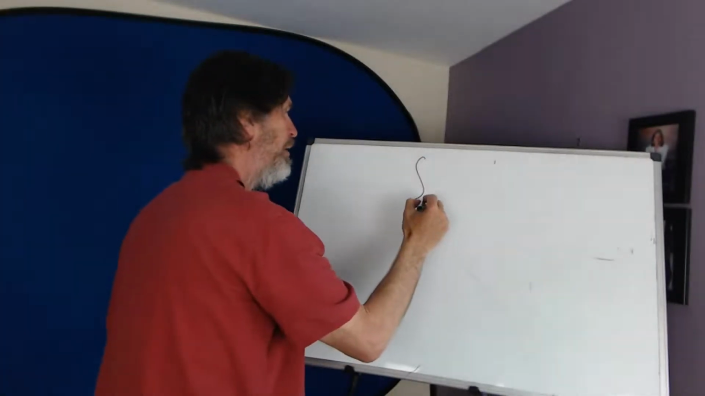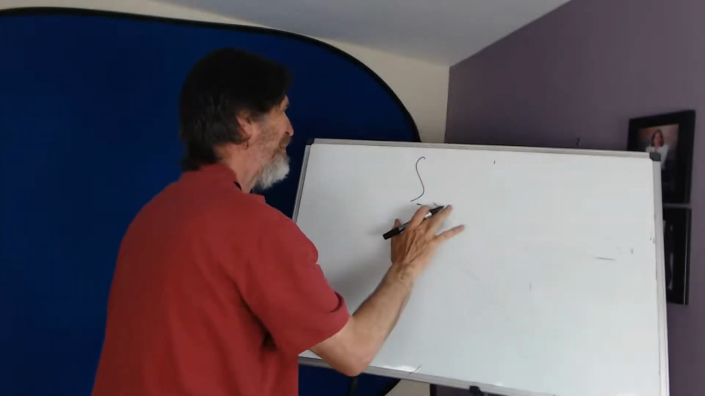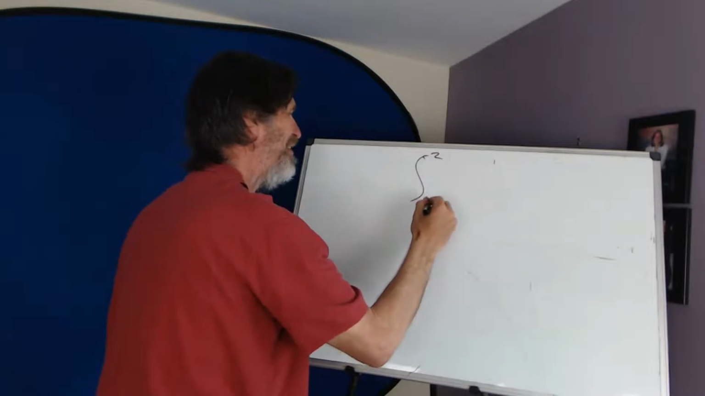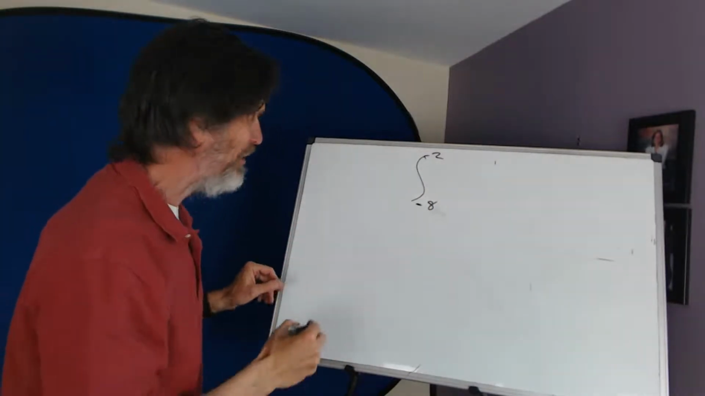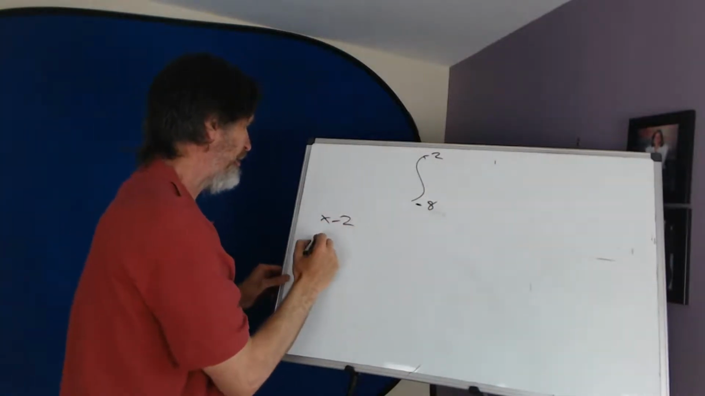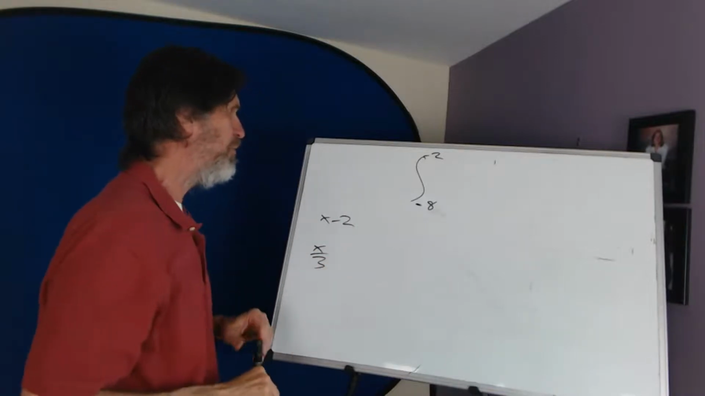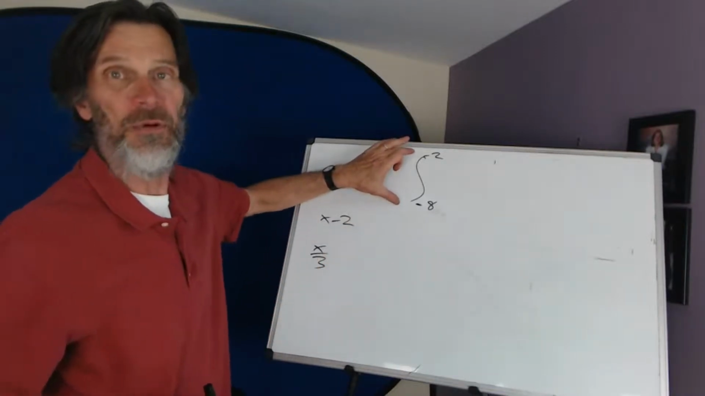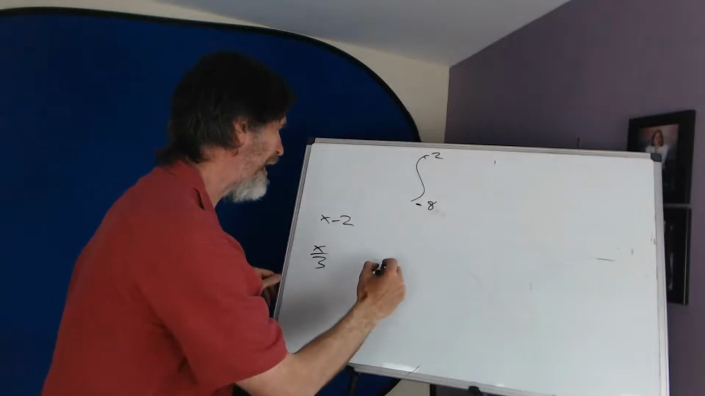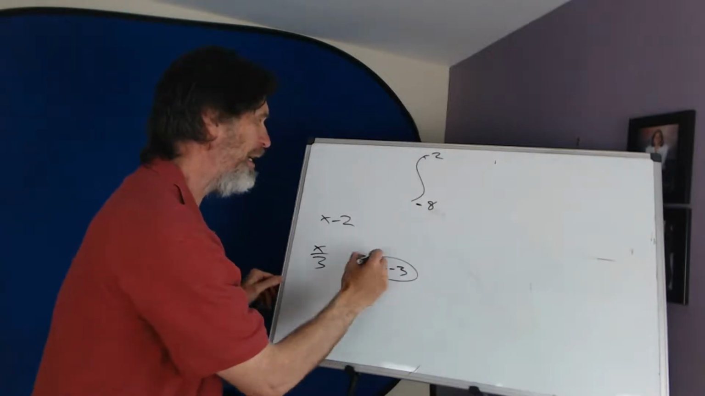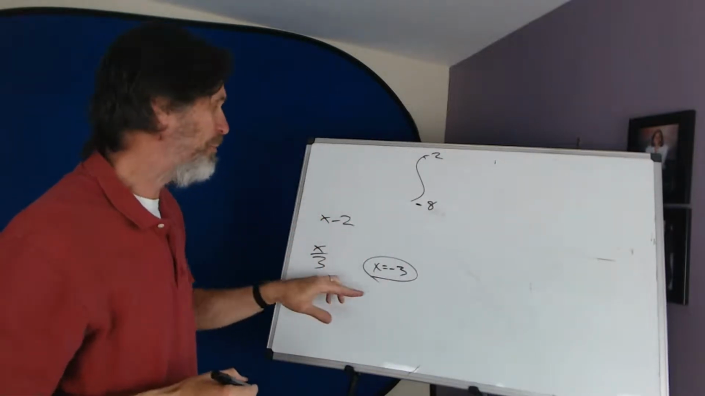I can boldly go there. Whoops, I want the bigger number at the top. Now again, my 2 functions were x minus 2 and x over 3. I'm going to choose some number that's in between those two. I'm going to let x equal negative 3 and plug it into both and see which one is bigger.